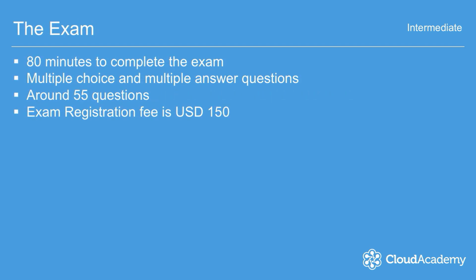For the exam, you'll have 80 minutes to complete the questions, and that's barely enough. Be sure to keep track of your time. It's multiple choice and multiple answer questions. No case studies or practical labs. The exam will have around 55 questions. This means around a minute and a half for each question. Run, Forrest, run. And finally, the exam fee is $150. There are no second shots available so far.